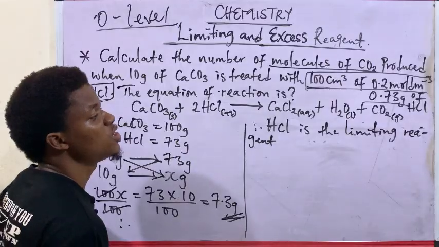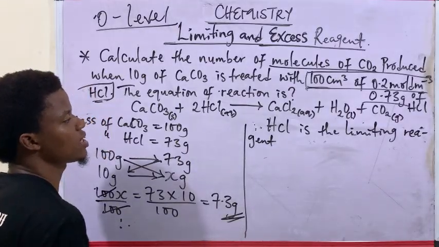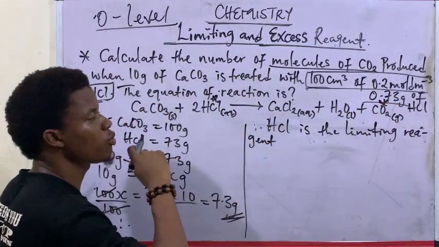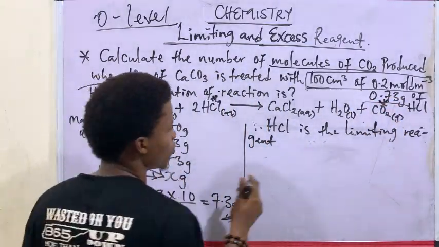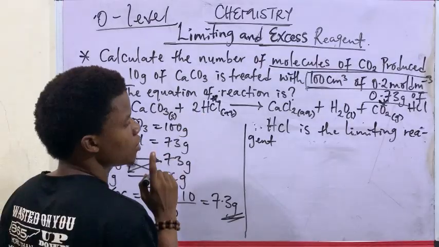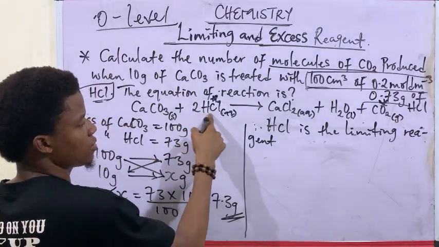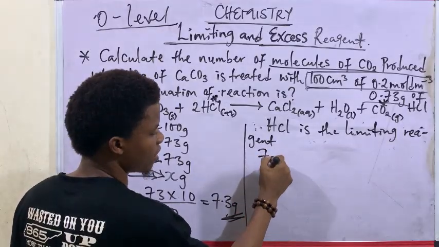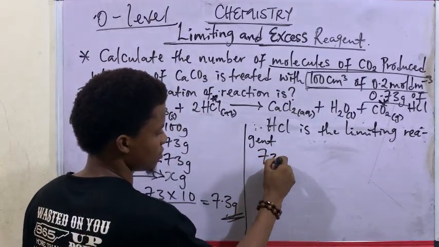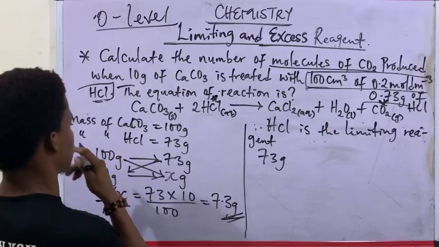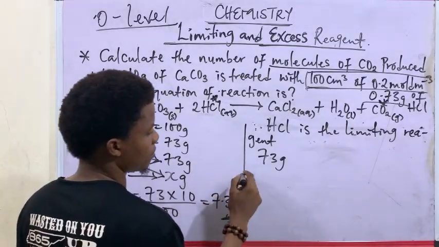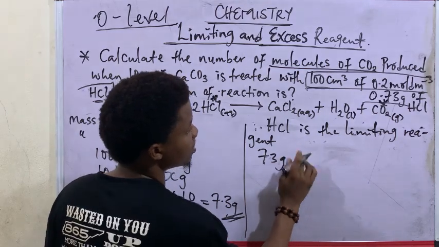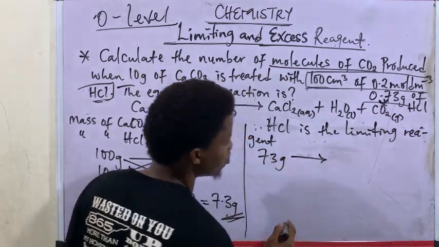mass of CO2. So we are not comparing this now. So it therefore means that the limiting reagent will determine what? The amount of CO2 that will be produced. So it therefore means now from this, what we have here is of this, we got 73 grams. So 73 gram of HCl we produce.